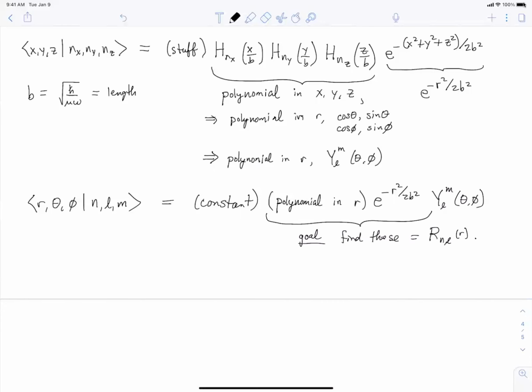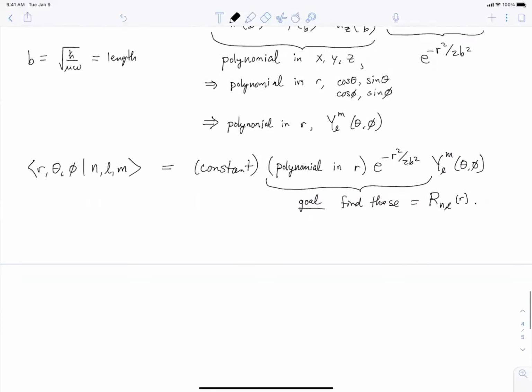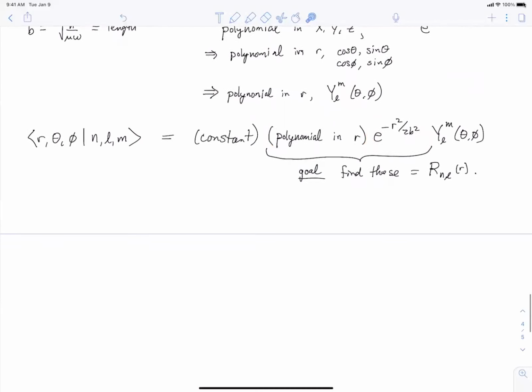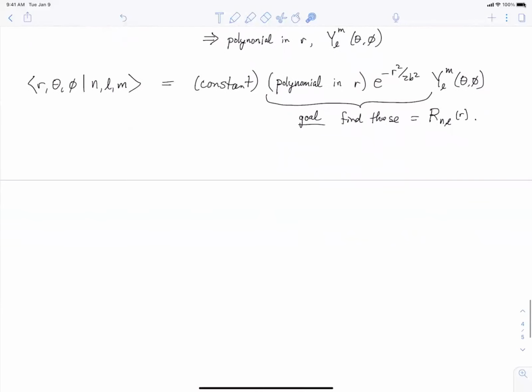Okay, and so that's our goal, to figure out what those are, and we have to solve the Schrodinger equation for those radial functions, but at least we already know something about them. We know that they have an exponential factor multiplied by a polynomial, and we even know what the exponential factor is. So if we do everything correctly, it should arrange itself into that form.